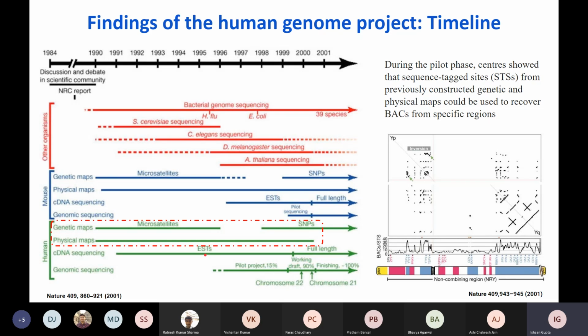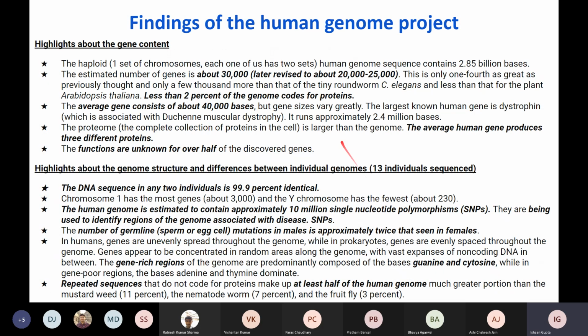Okay. And this is how the data was often represented, where you had basically a chromosome like this, and each of these dots actually represents one of the BAC clones, so BAC plasmid sequences that were sequenced. All right. So these were the findings.